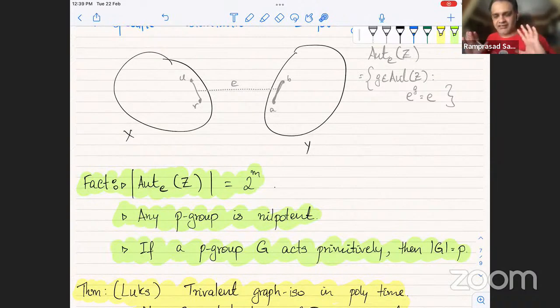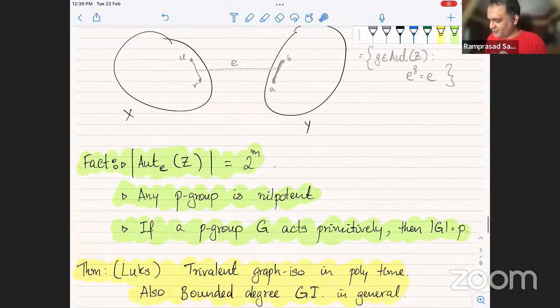Okay, I'm clearly hand waving a lot, but I want to give you the high level picture rather than going too much into the details. So this only works for degree 3? Yeah, so then bounded degree GI in general, Eugene looks in the same paper, showed that is also in polynomial time.